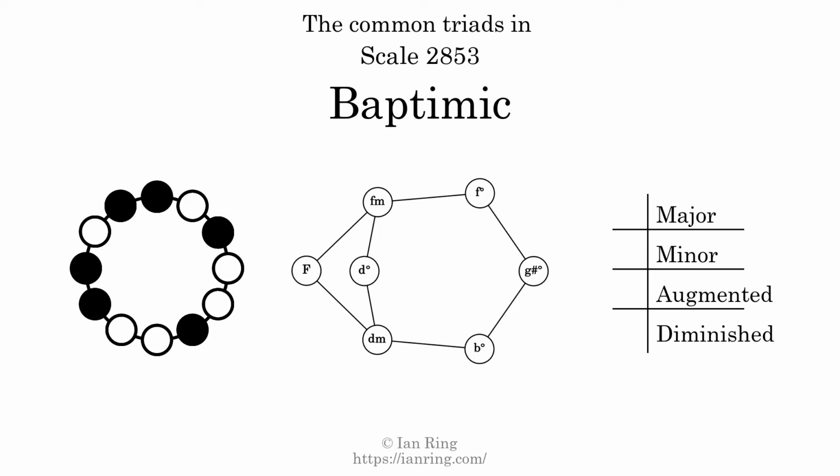Here are the common triads present in this scale. The diagram in the center is a graph of parsimonious voice leading between triads. There is one major triad. There are 2 minor triads. There are no augmented triads. There are 4 diminished triads. Here is a Hamiltonian path of parsimonious voice leading that uses all the triads.